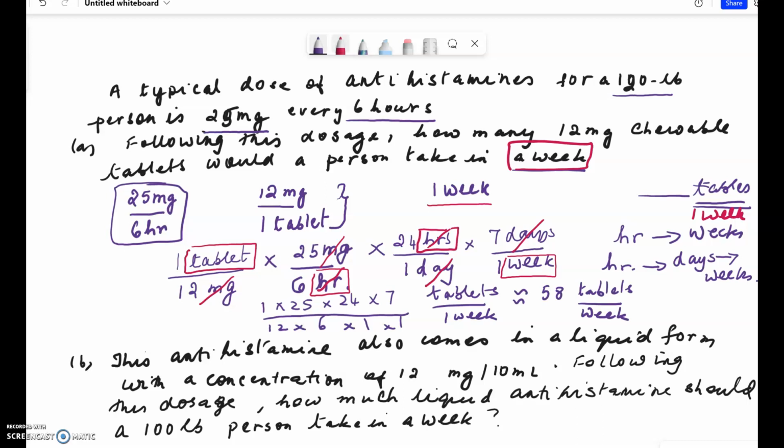So when we enter the numbers into the calculator, we go 25 times 24 times 7 divided by, and then put this in parentheses, when you multiply anything with 1, it remains the same, so we can ignore these. So that is divided by, in parentheses, 12 times 6. Don't forget the parentheses around the entire denominator. And this is equal to 58 tablets per 1 week.